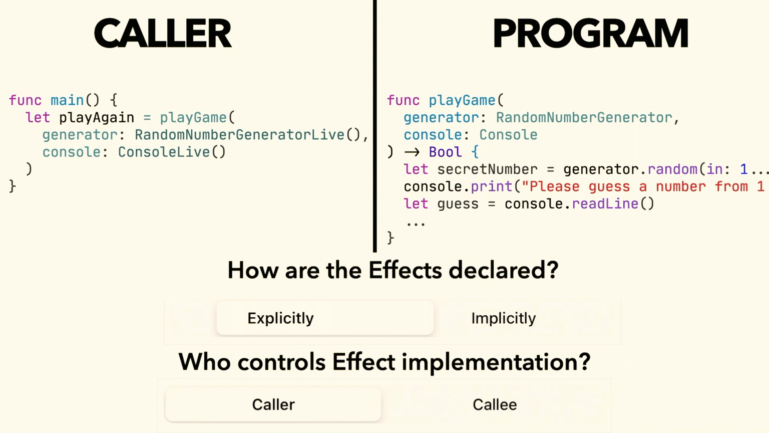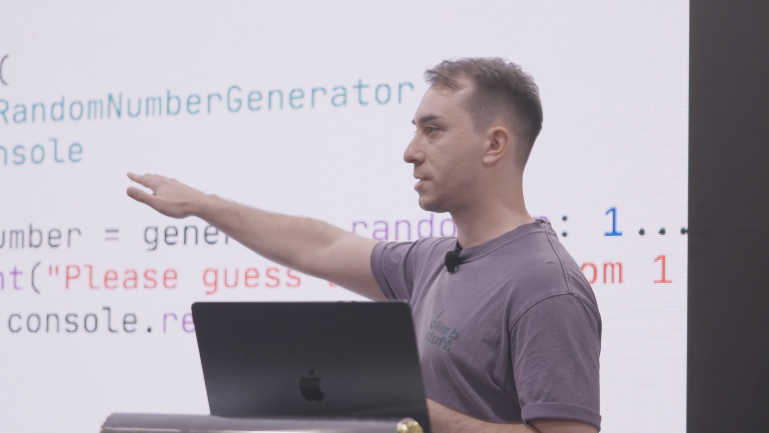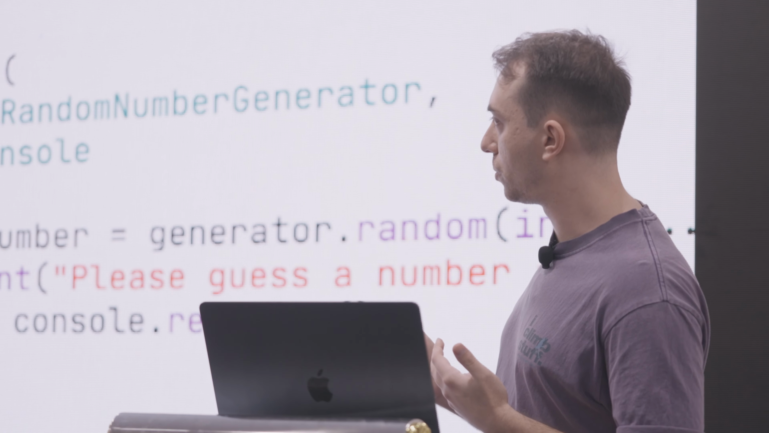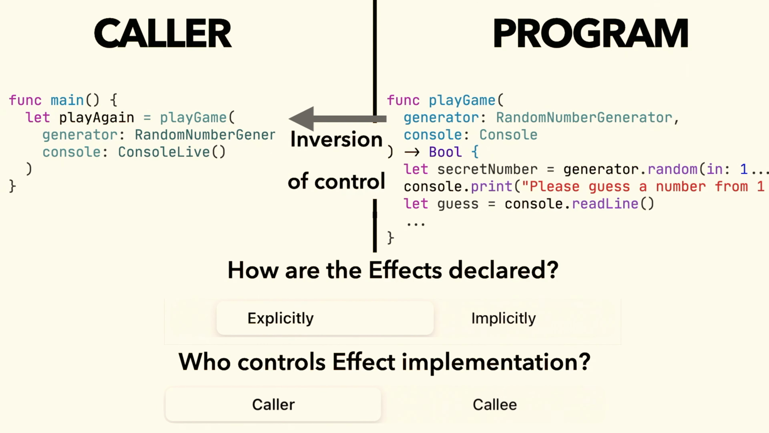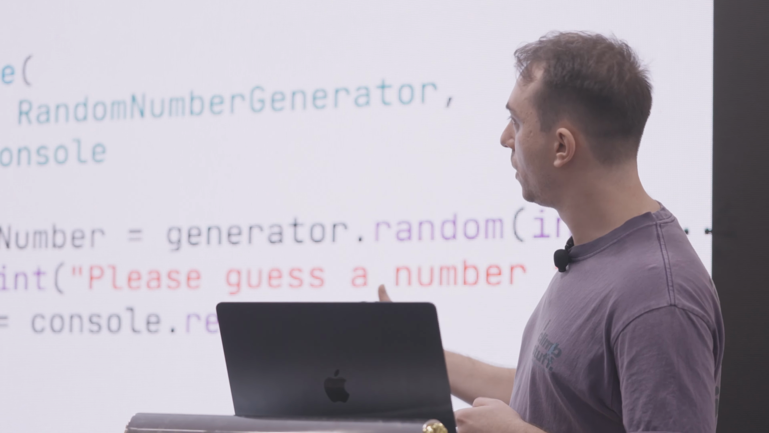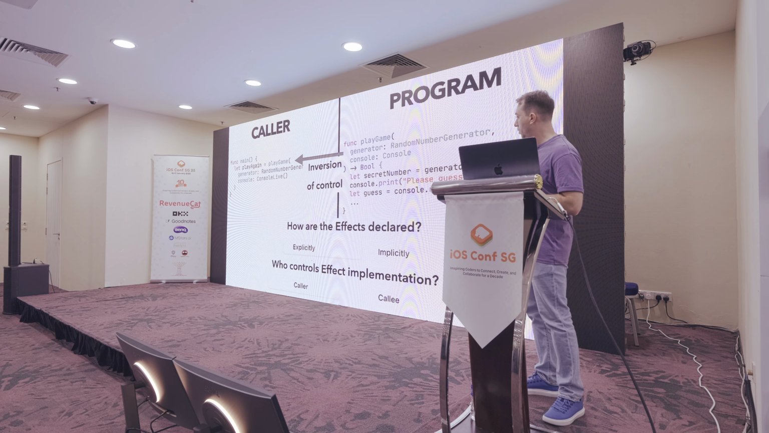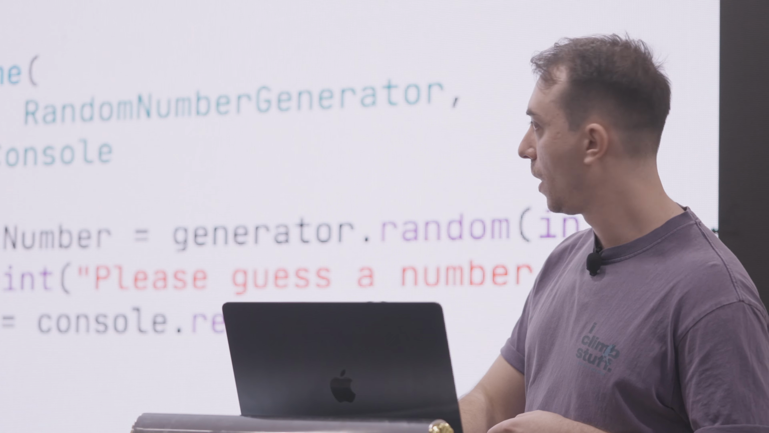Now, who controls effect implementation? Now it's the caller. So the caller now decides how printing into console or random number generation is implemented. So you probably heard of this term inversion of control, which is very impressive during the interview. And really what this means is we have inverted the control over effect implementation from the program to the caller. So this is what it means.